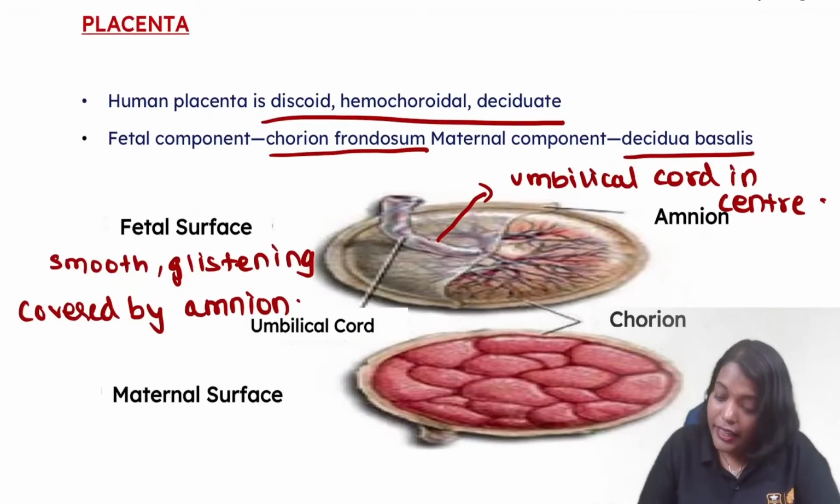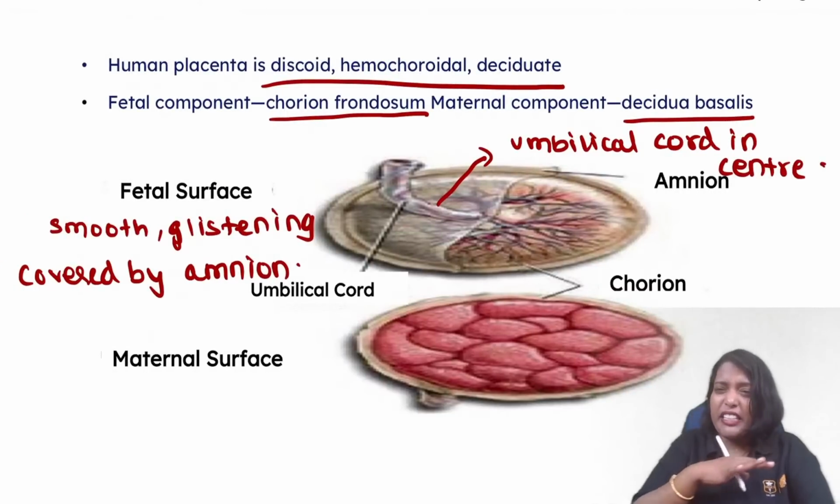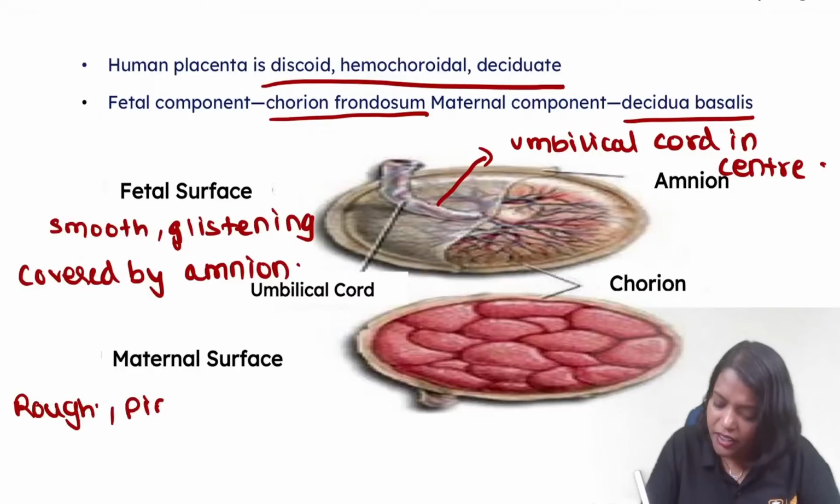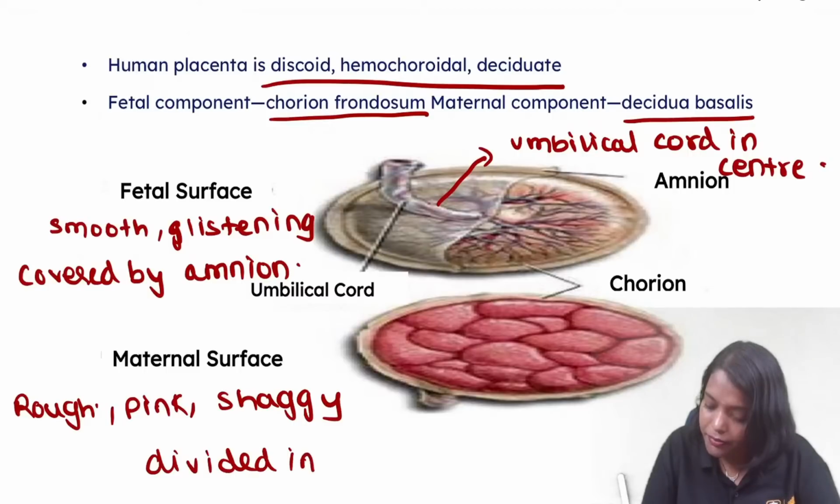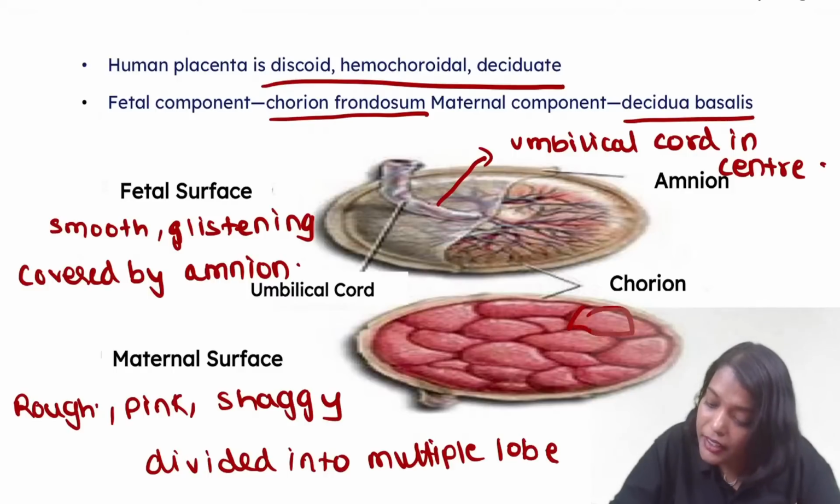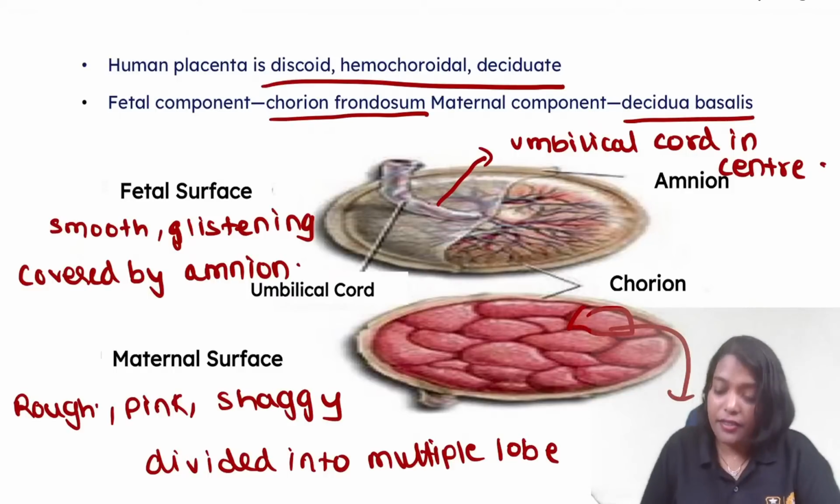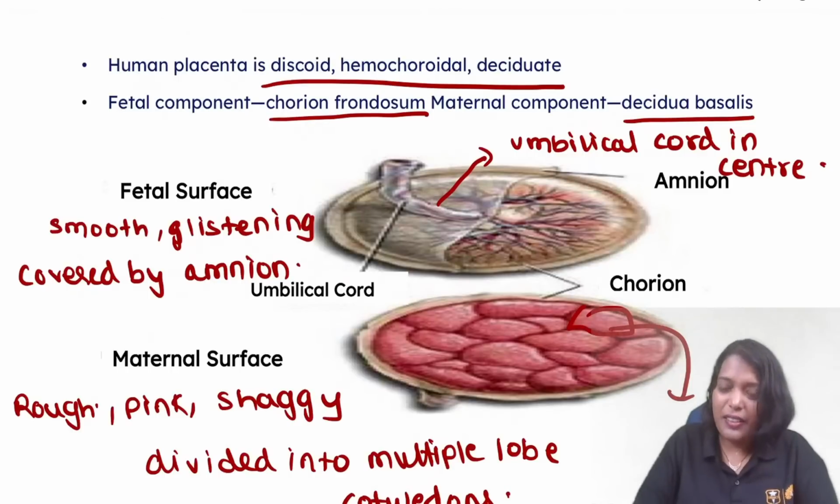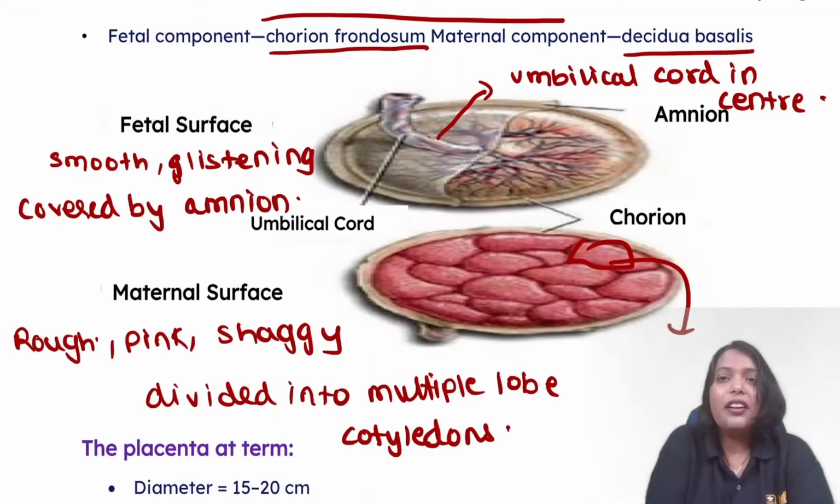Right? Next, the maternal surface is divided into multiple lobes. It is rough, pink, shaggy, divided into multiple lobes. What do you call each lobe? Each lobe is called a cotyledon. Multiple lobes, cotyledons. I always used to presume that there are around 15 to 20 cotyledons, but the new Williams gives it as 4 to 28. Okay, 4 to 28 cotyledons.